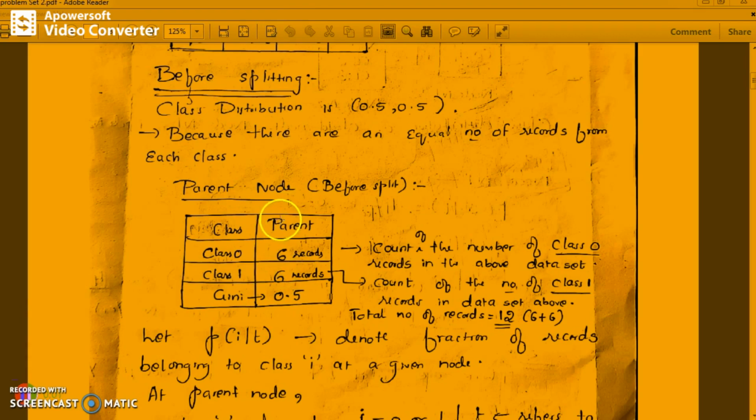Okay, see here how to calculate the measures, that is Gini, or how to calculate the degree of impurity. We'll just see. Right. So before choosing any attribute for doing the classification, we will just see what the degree of impurity is. Definitely, before doing any classification, there must be high impurity.